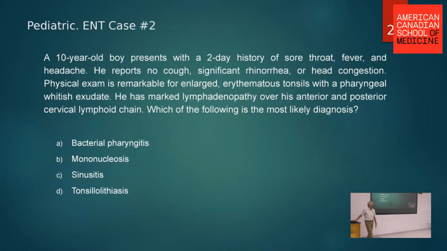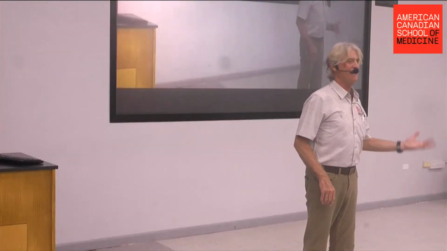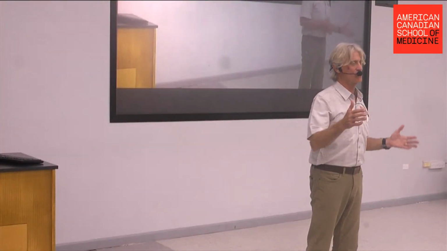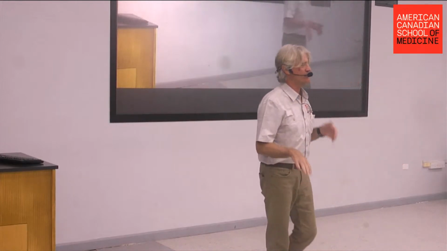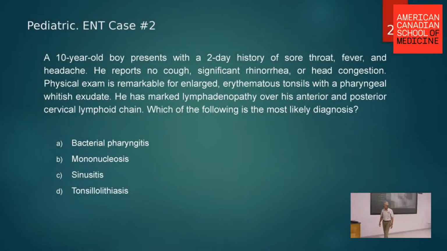Mononucleosis. How old is this kid? 10. What's the peak ages of mono that we think about? Usually typically older than that. Anywhere between the age of 16 and 25, 16 and 40, think mono. Usually in young kids like this, maybe a little bit too young for mono.